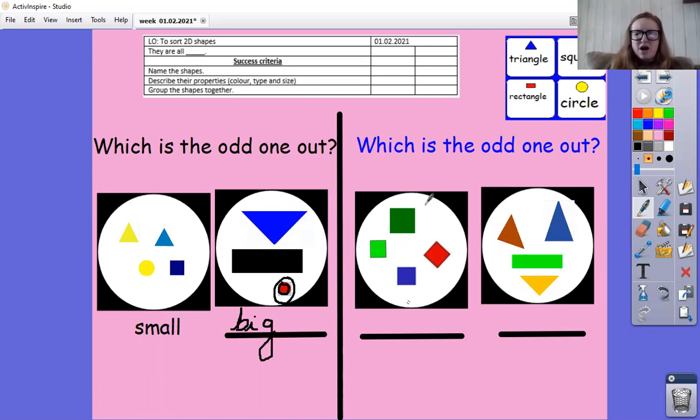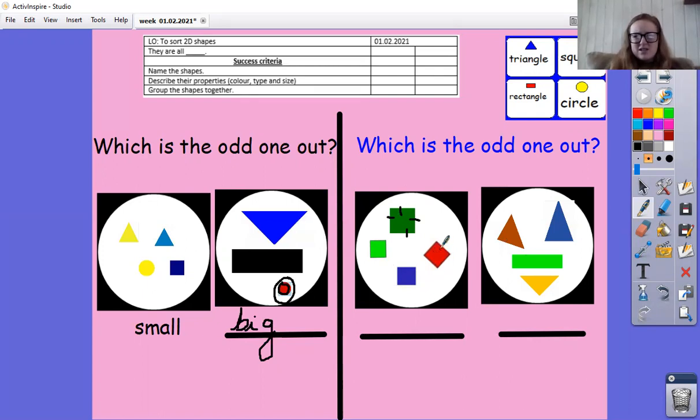All these shapes are, well, let's have a look. It's got 1, 2, 3, 4 sides. Are they all equal? Yes, it's a square. Is this a square? Yes, because it has 4 equal sides. Is this a square? Yes, it has 4 equal sides. Is this a square? Oh, I'm not sure. It looks a little bit different to the other ones.